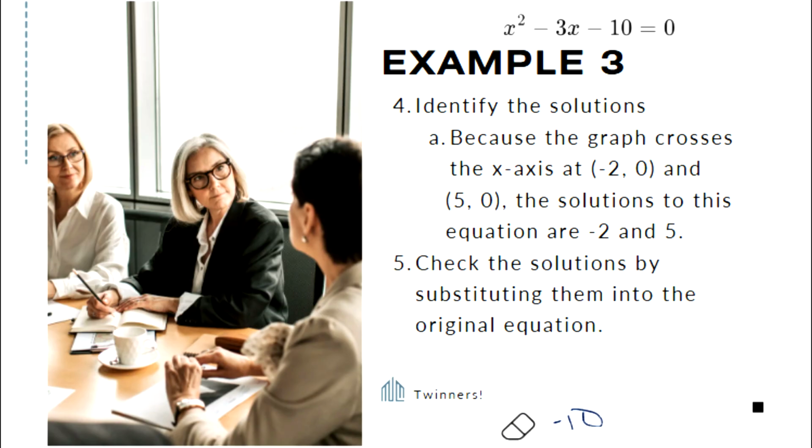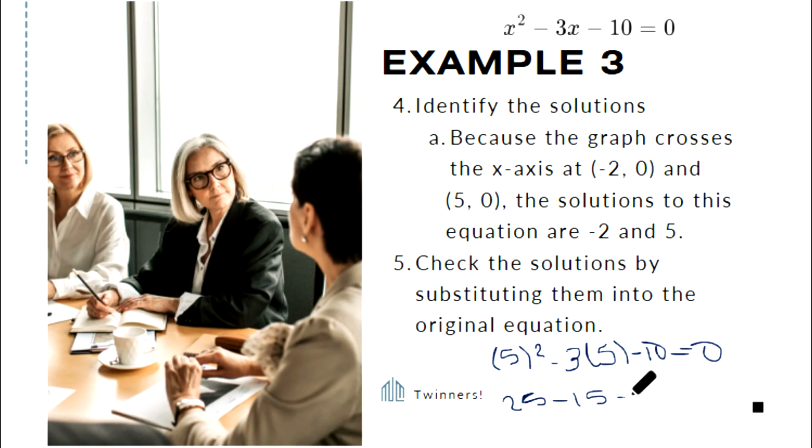Okay. And then you would check it for 5. So 5 squared minus 3 times 5 minus 10 should equal 0. 5 times 5 is 25. Minus 15 would give us 10. Minus 10 does in fact equal 0.